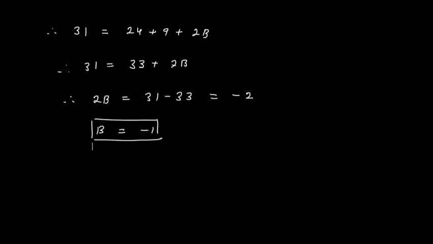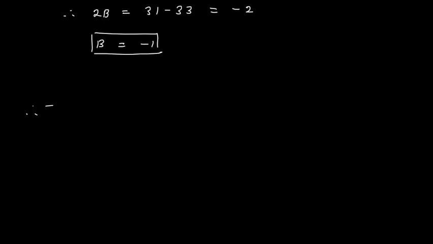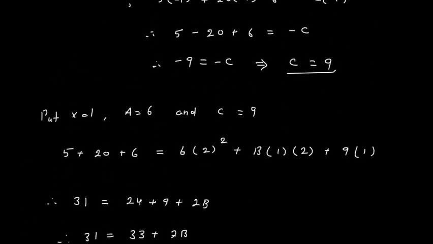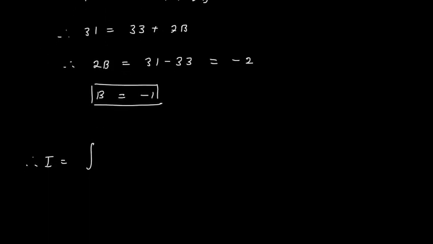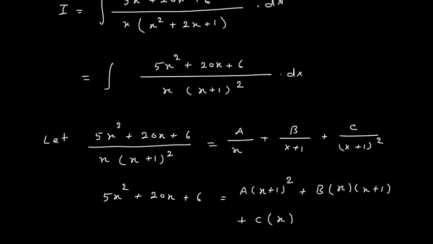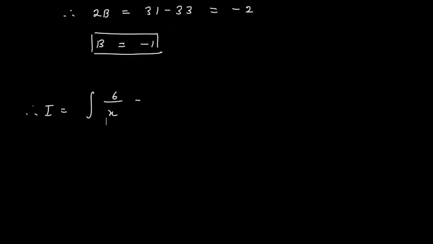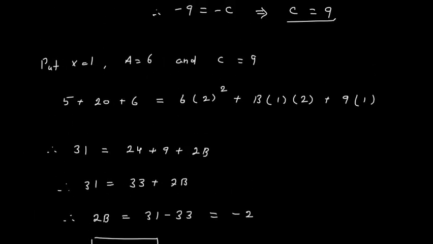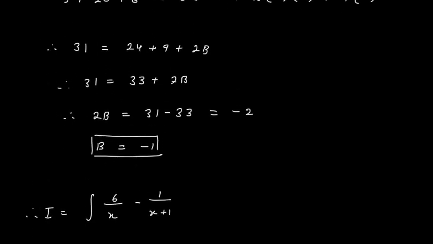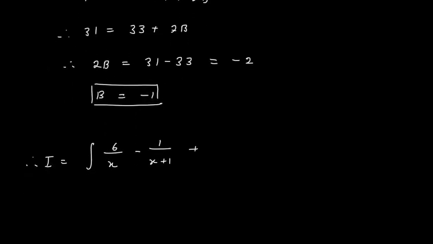So therefore, integration: I is equal to the integration of a upon x plus b upon x plus 1 plus c upon x plus 1 the whole square. The value of a is 6, so it is 6 divided by x. Plus b is minus 1 upon x plus 1. Plus c, the value of c is 9, so it is 9 divided by x plus 1 the whole square, into dx.